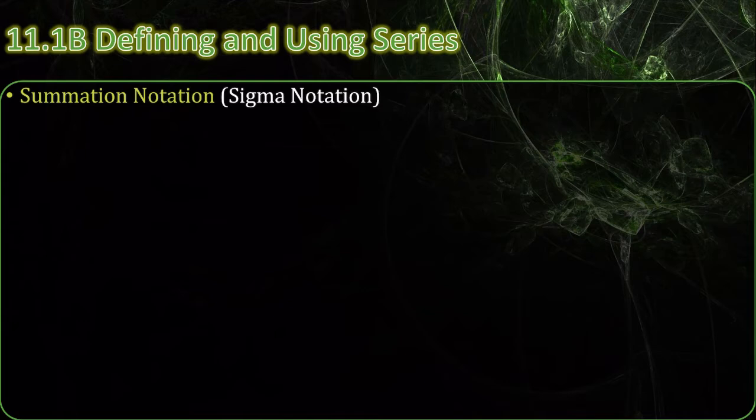We can write series using summation notation, or sometimes called sigma notation, because it uses the Greek letter sigma. For a finite series, it would be like this: 2 plus 4 plus 6 plus 8. Well, the E looking thing is the sigma. It's actually Greek capital letter S for sum.